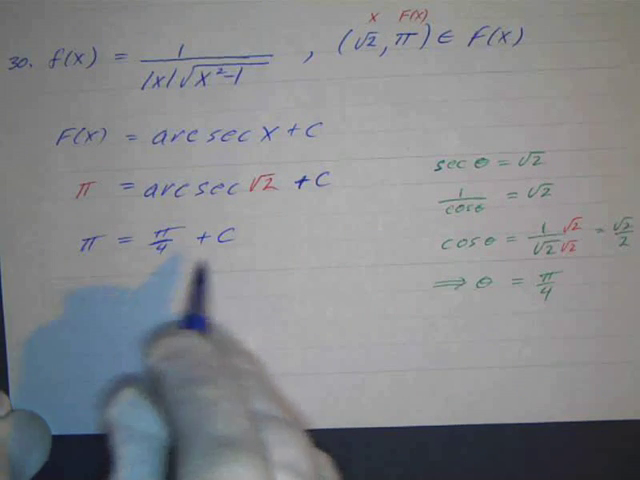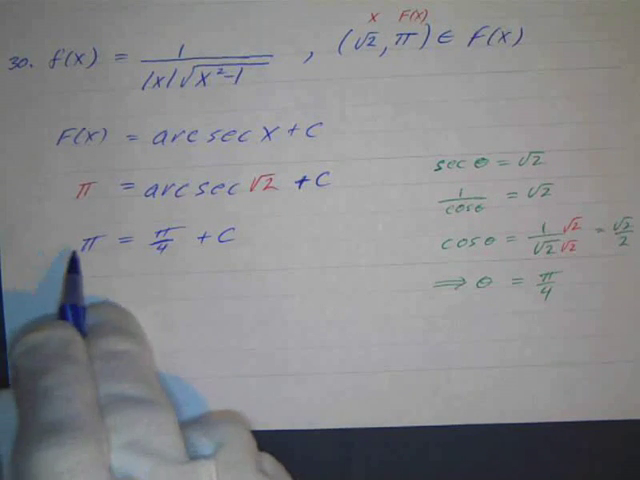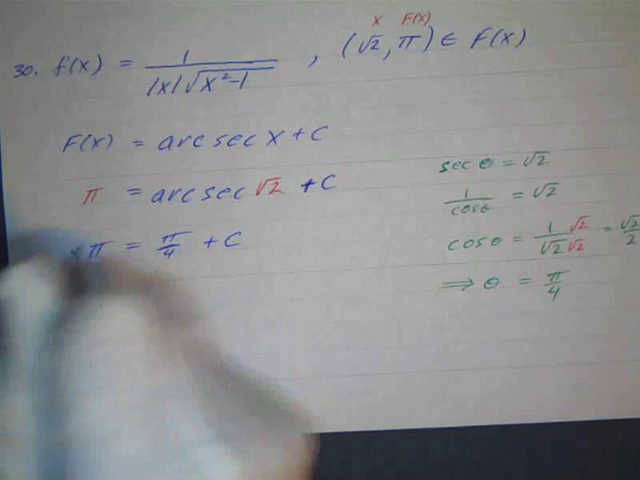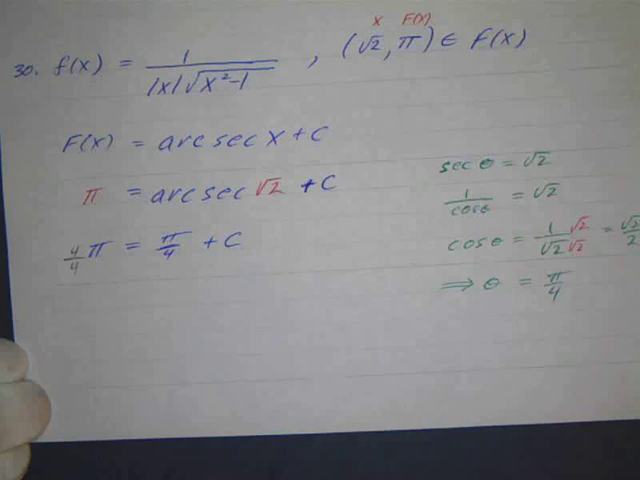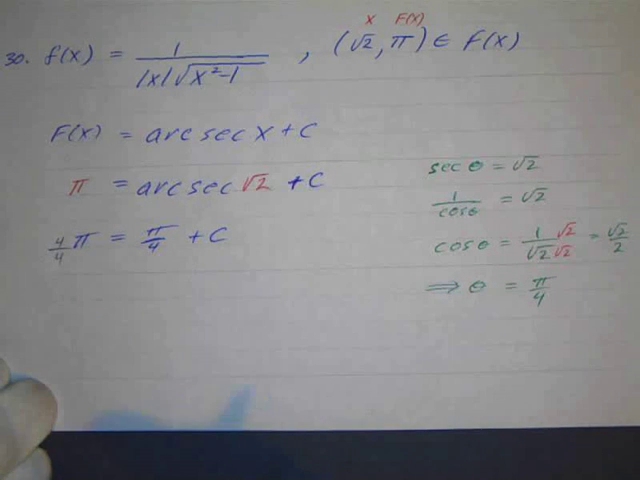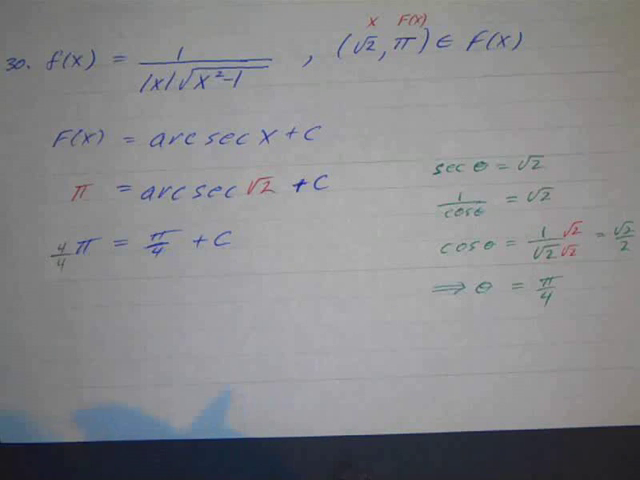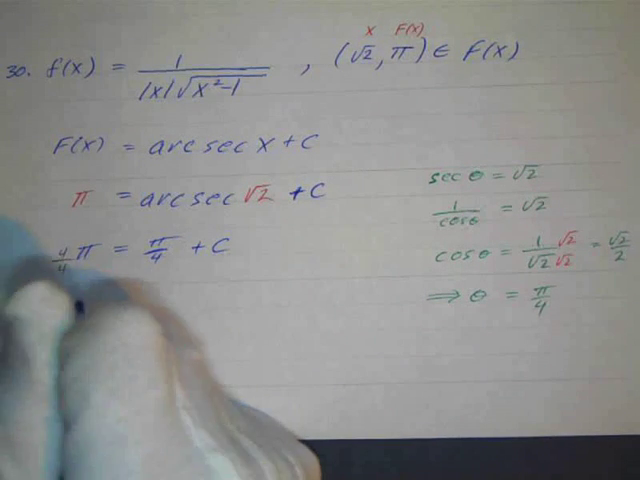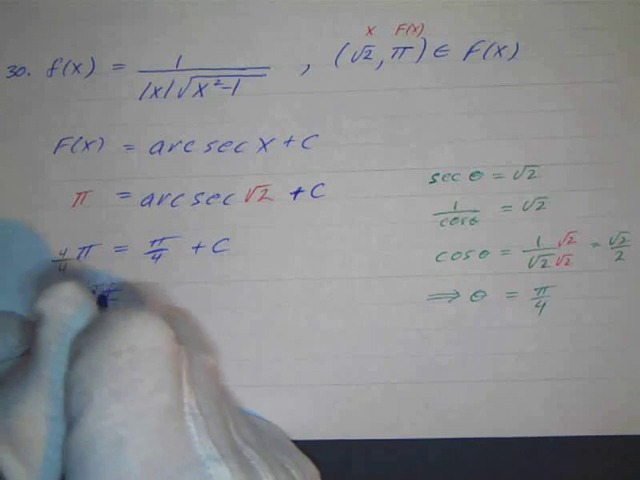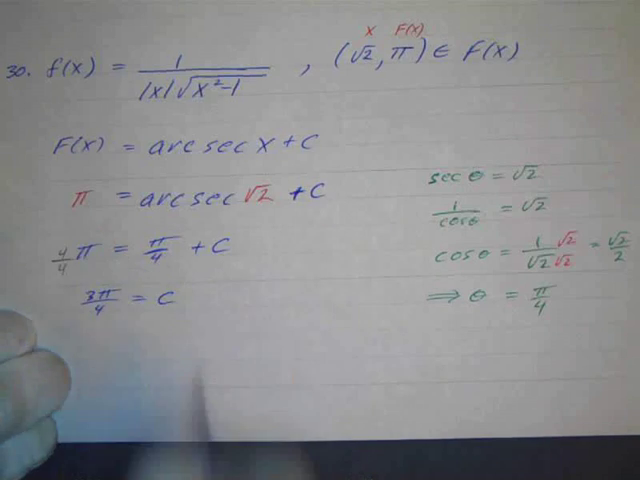And then if I subtract pi over 4 from both sides, this is like 4 pi over 4. Same thing as pi. 4 over 4 is 1. So 4 pi over 4 minus pi over 4 is 3 pi over 4. There's your c.